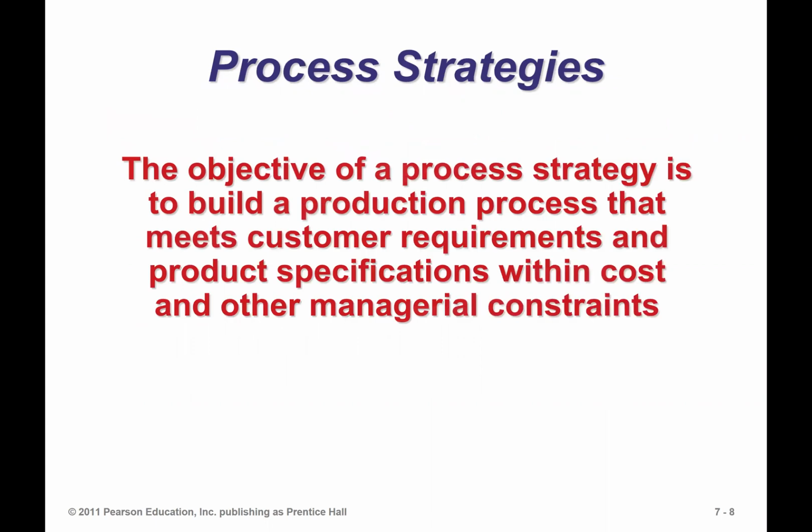So the objective of process strategy is to build a production process that meets the customer requirements and product specifications within cost and other managerial constraints. Whatever you're doing, it's not like you have an open checkbook, right? You have a limit to what you can spend. So anything that you're doing, as good as your intentions are, must be developed within the confines of your cost and other managerial constraints.